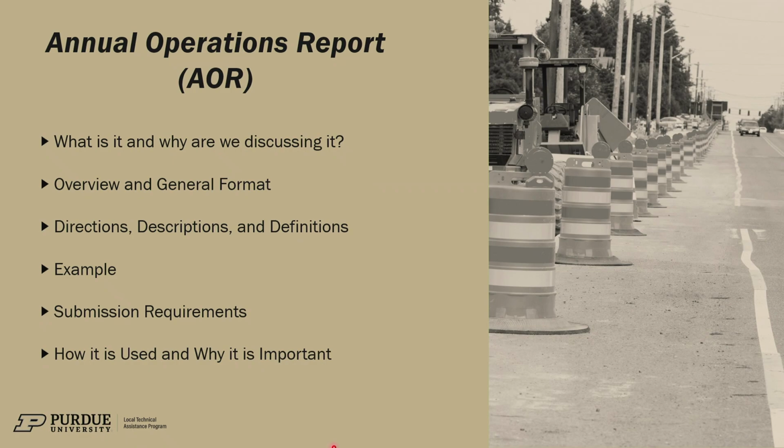What I'll be discussing here today is what it is and why we're discussing it, a general overview and format of the annual operations report, and some directions, descriptions, and definitions. I'll walk through an example of one and then talk about how to submit it and some of the submission requirements, and where to find the actual Excel document that the State Board of Accounts uses as their form template to submit this report. And then I'll touch briefly on how it's used and why it's important, to provide some insight on where this data goes and how helpful it is.